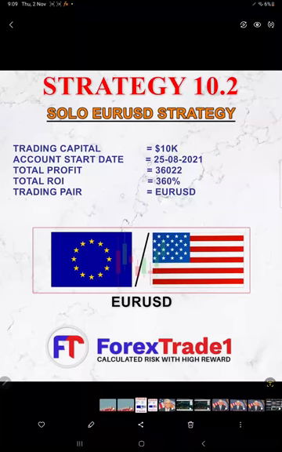Starting from part one, this is strategy number 10.2. It's a solo EURUSD strategy that started with a trading capital of $10,000. The account start date is 25th of August 2021. Total profit is $36,000, so the current balance is $46,000. Total ROI is 360% and the trading pair is EURUSD.